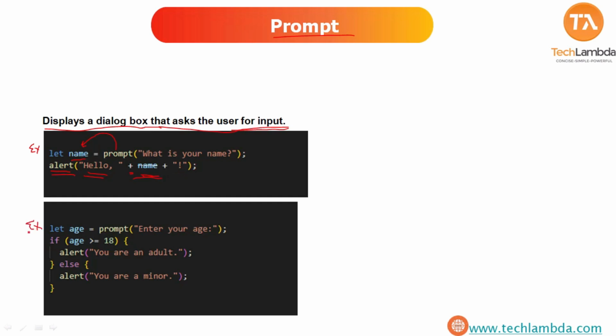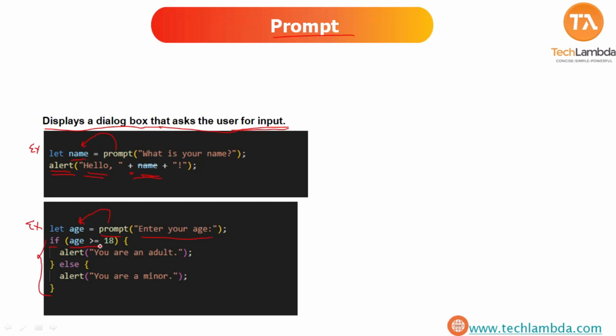So this is another example. Let age prompt enter your age. So basically prompt is a dialog box that wants the age of the user as an input, and this input given by the user is stored in a let variable age, and this is a conditional statement, right?